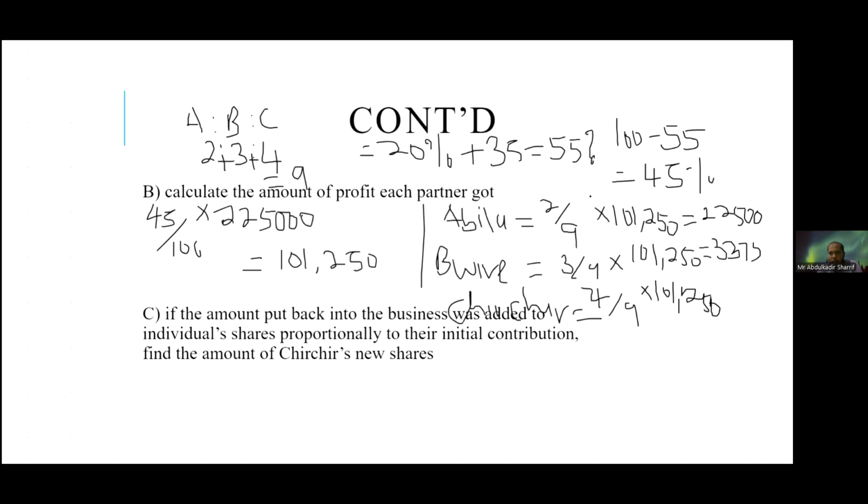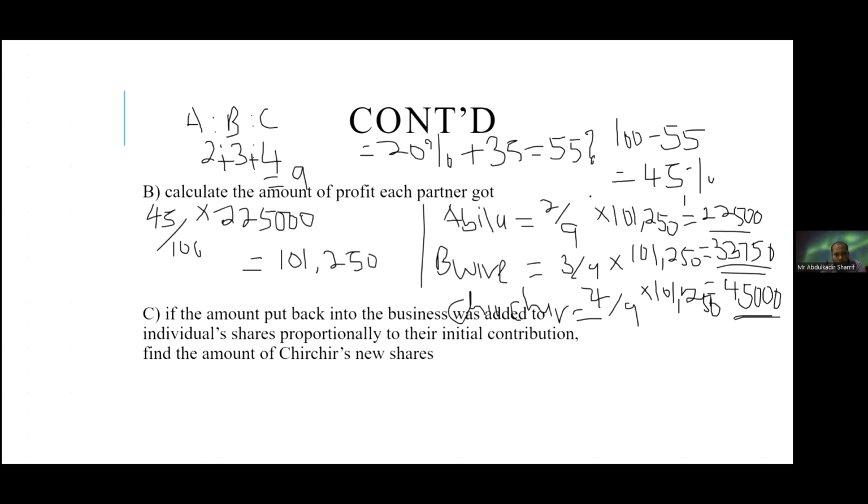And what's 4 over 9? 4 over 9 times 101,250 is 45,000 shillings. So what is the amount? 22,500, 33,750, and 45,000 shillings. So you have to write the shillings part, sorry.